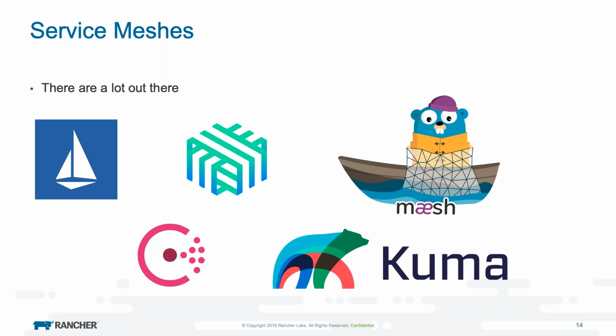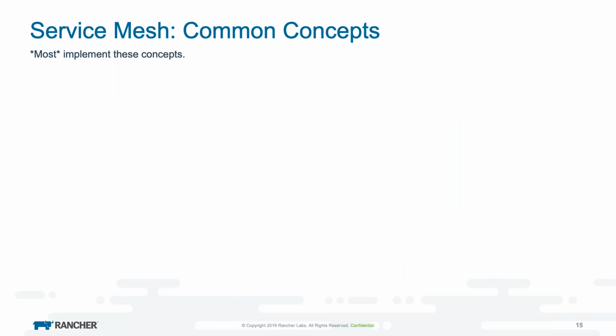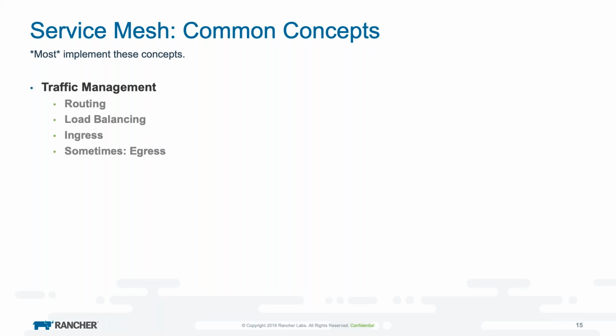Now, these I, of course, lifted shamelessly from the CNCF landscape on service meshes, but there are a lot of other ones out there. Netflix has built some, Facebook I think has some, there's a whole ton of them out there. What we're going to be talking about in common concepts for the service mesh are things that most of these service meshes implement. I say most, in little quotation marks there, because some of these service meshes may not have exactly every concept I'm about to share, but most of them implement the things that we're talking about. The first one is traffic management.